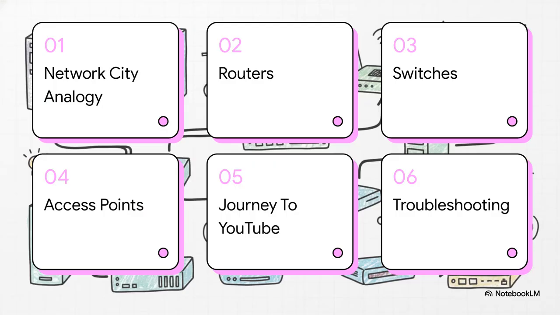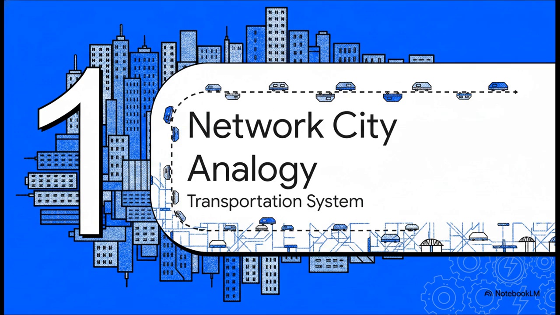Here's our literal map for the invisible city we're exploring today. We'll start with the network city analogy, move on to routers, switches, and access points, track the journey to YouTube, and finally wrap things up with some troubleshooting. All right, section 1, the network city analogy.